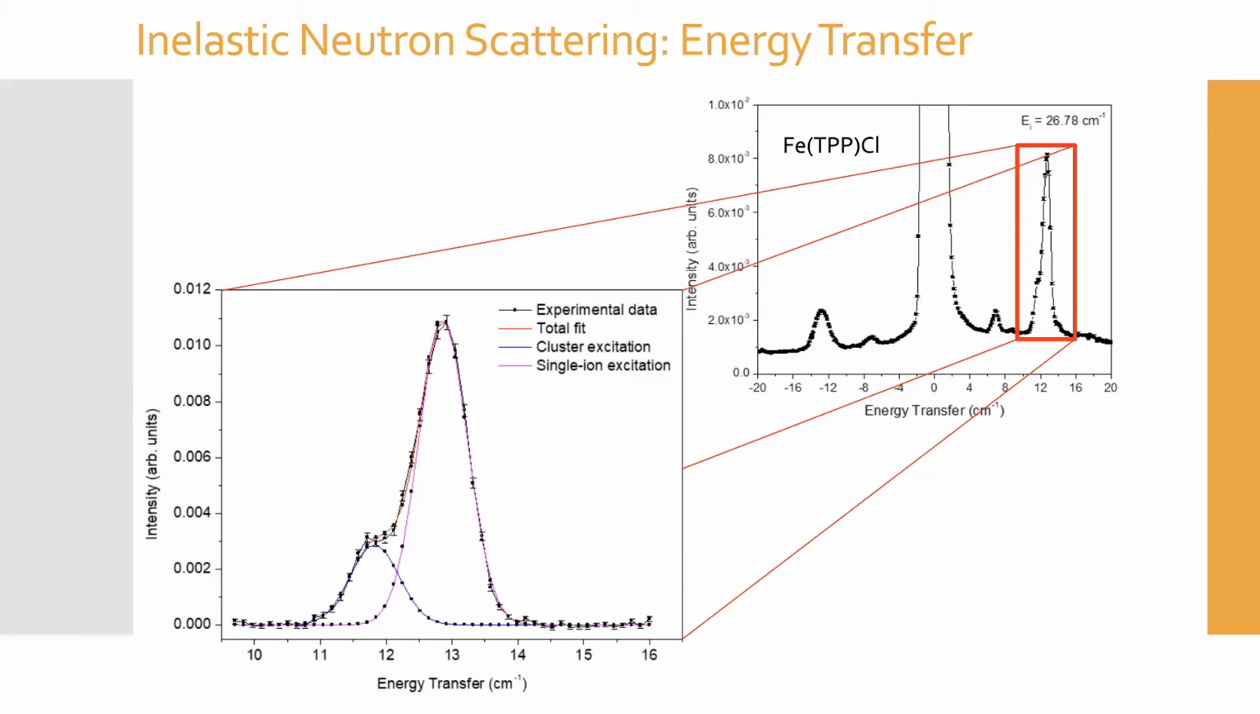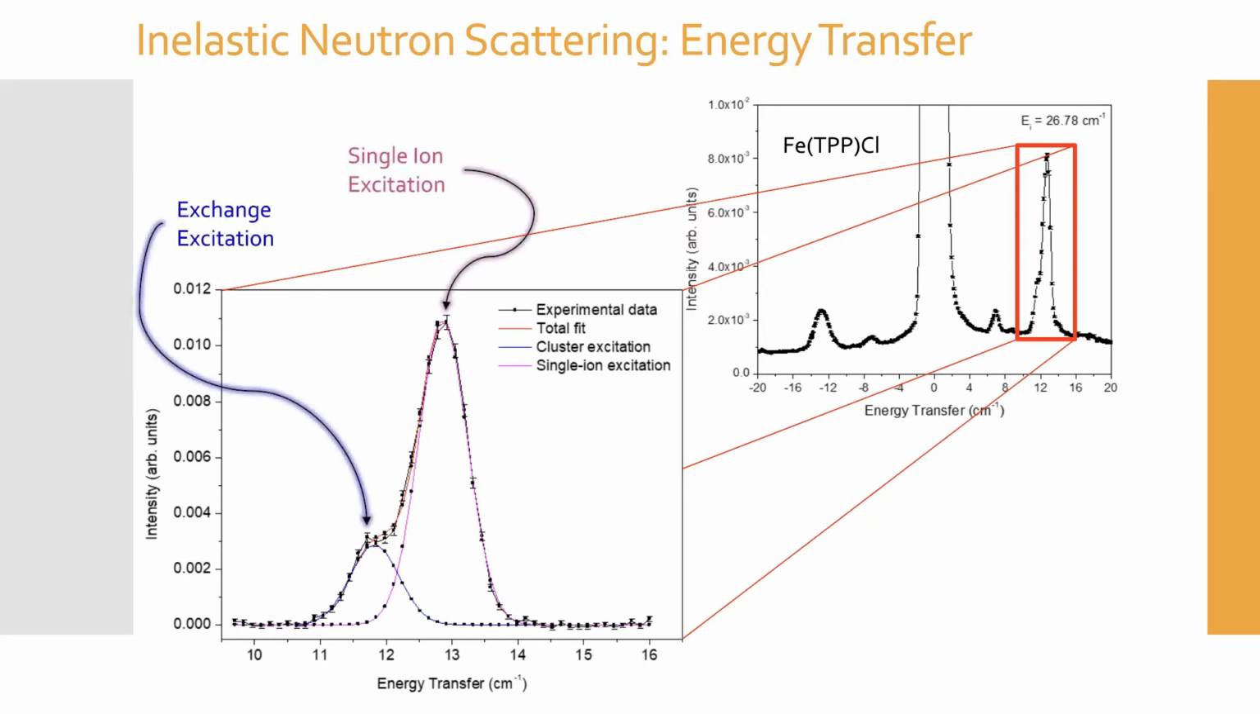We suggest that there is a cluster-like interaction or some sort of spin exchange interaction happening next to the single ion excitation. When fitting the energy transfer data, we get this smaller blue peak representative of our exchange interaction, and then the larger pink peak as our single ion excitation.